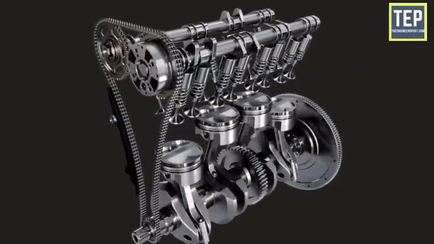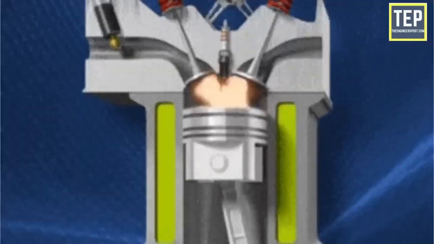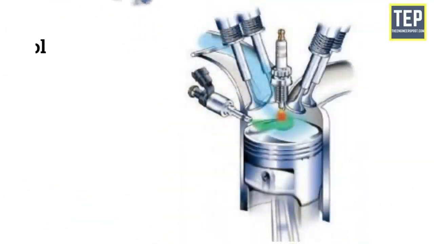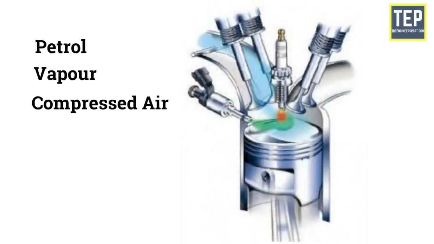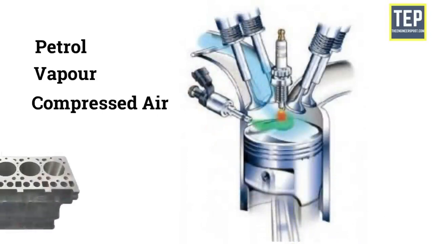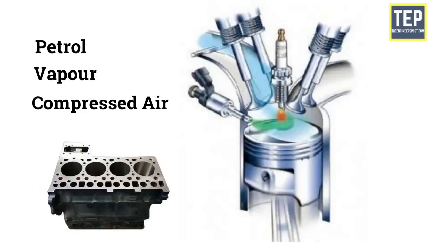The chain of reactions that achieve that objective is set in motion by a spark, which ignites a mixture of petrol, vapor, and compressed air inside a momentarily sealed cylinder and causes it to burn rapidly.